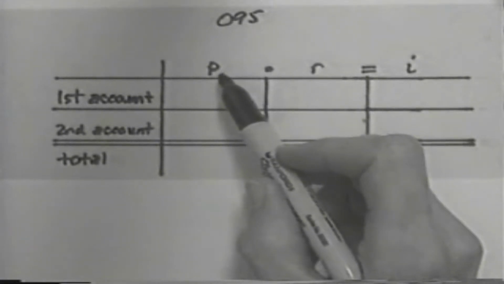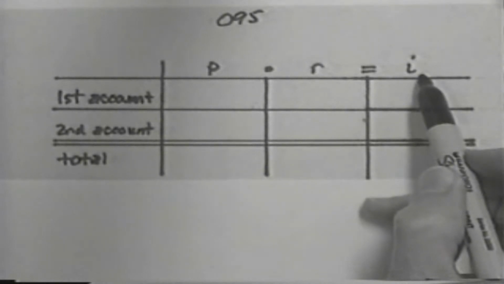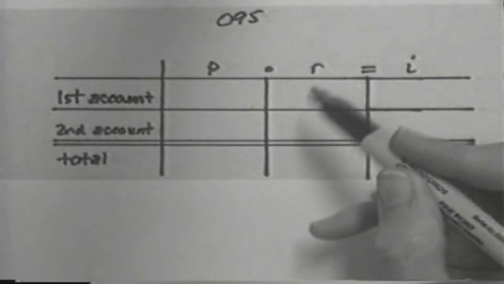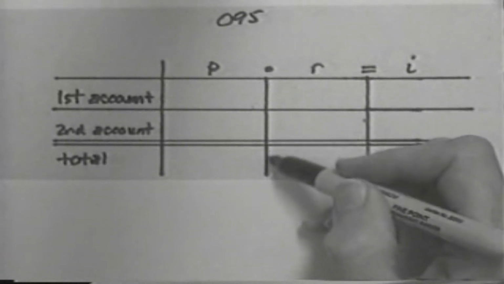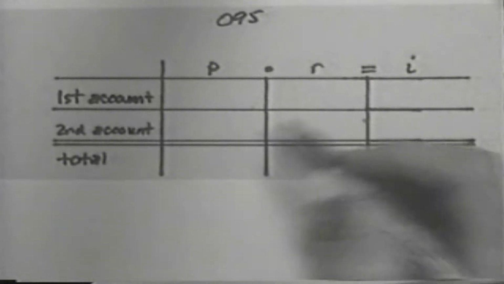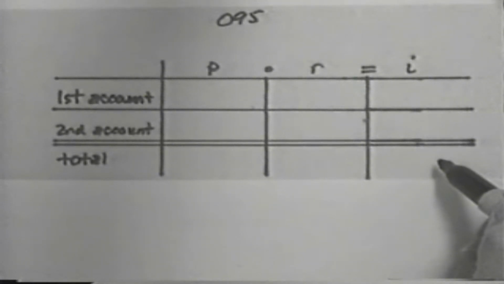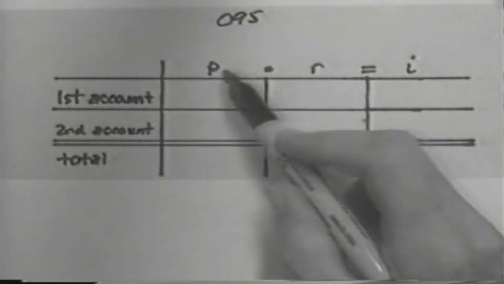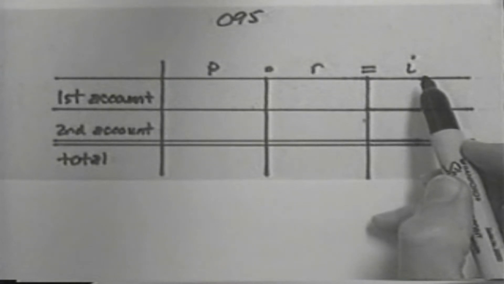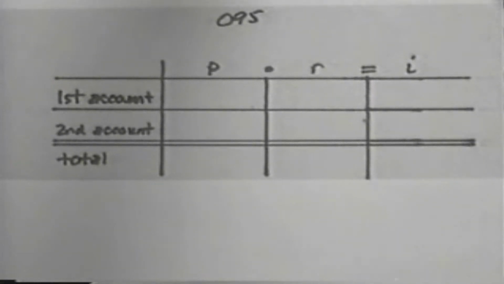Across the top we have our formula. P times R equals I. Principal times rate equals interest. I have divided up the chart to allow for numbers under the P, numbers for principal, numbers for rate, and numbers for interest. But I've kept the relationship P times R equals I across the top so I can tell how the pieces will be put together.